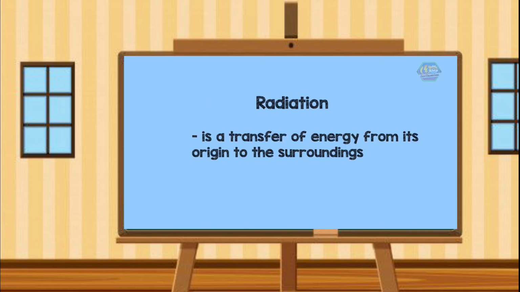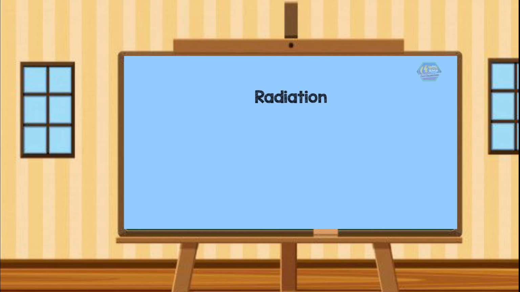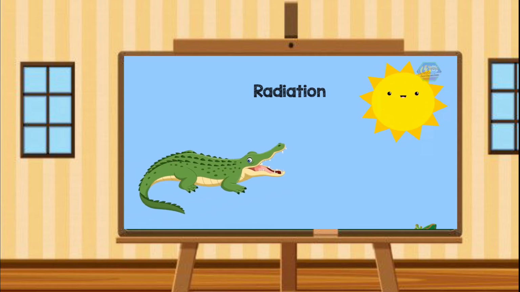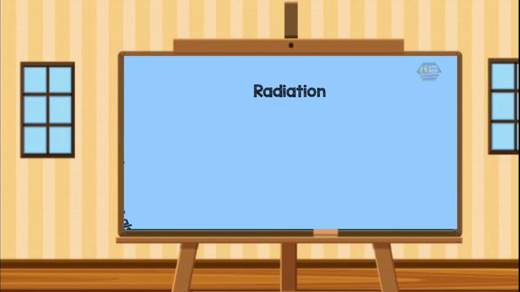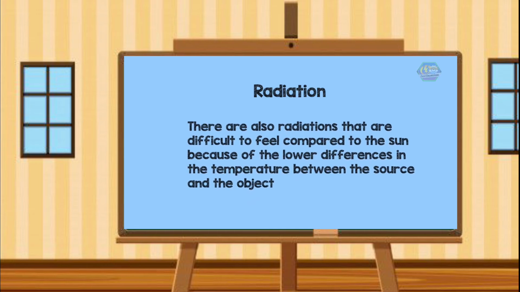Radiation is a transfer of energy from its origin to the surroundings. The most common example of heat transfer by radiation can be felt every day. It is the sunlight. Like the alligators and the lizards, they use the radiation from the sun to warm their bodies. There are also radiations that are difficult to feel compared to the sun because of the lower difference in temperature between the source and the object.